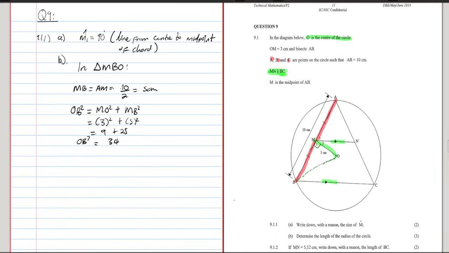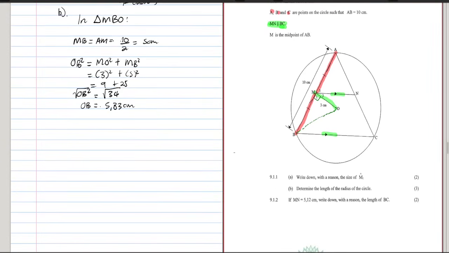Which is simply OB squared, then taking the square root, we get OB equal to, okay, let's round it off, why not? The square root of 34 is equal to 5.83 centimeters. So that is the length OB.